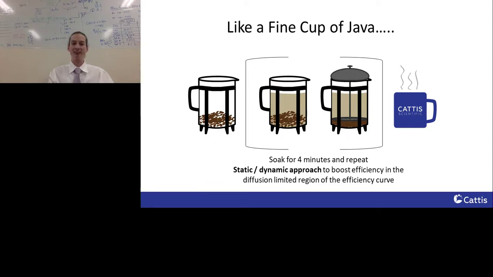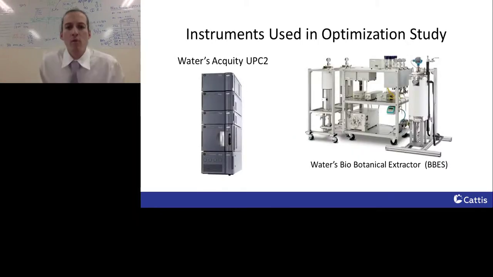And I call it a static dynamic approach to boost efficiency in the diffusion limited region of the extraction efficiency curve. We'll see how that plays out in the next slide or two. Some of the instrumentation used for this work: the Waters bio-botanical extractor, a great piece of equipment for this work, because we have control at each point.